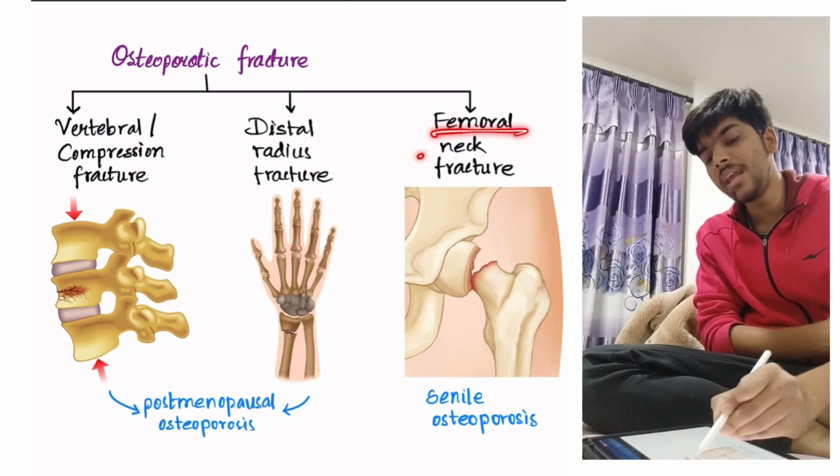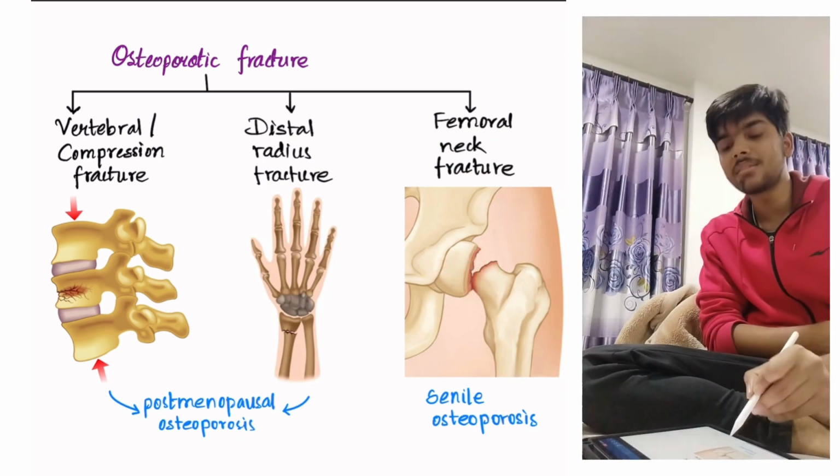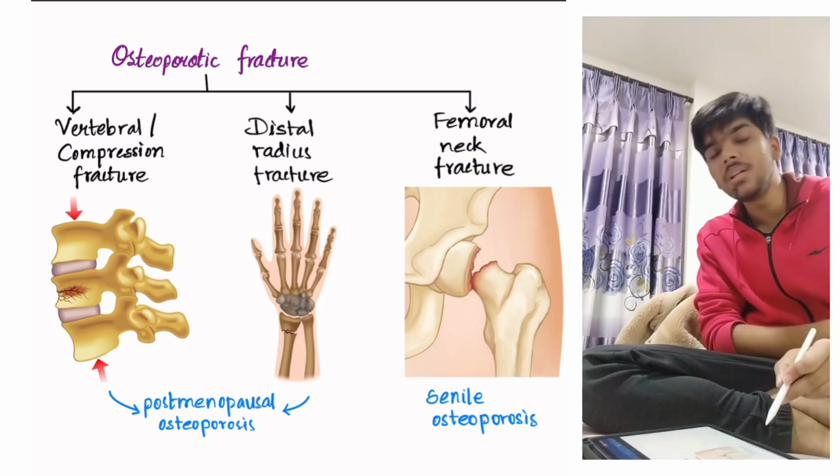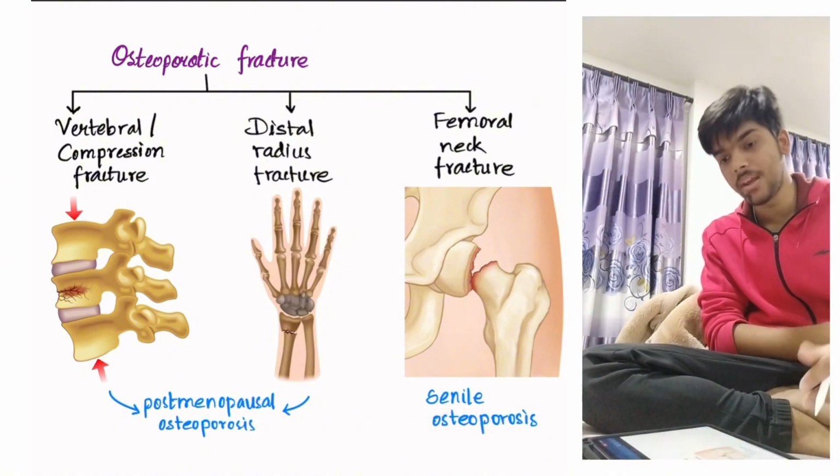Then there's your femoral neck fracture. This is the femur, there's the neck of the femur, and there's the fracture at the neck of the femur. And this is usually seen in senile osteoporosis, or osteoporosis due to old age.